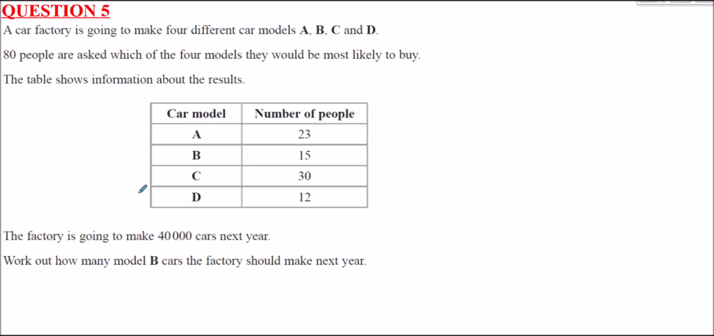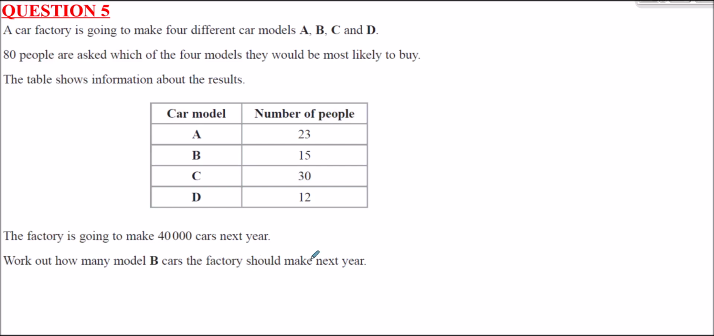Question 5, a car factory is going to make 4 different car models, A, B, C and D. 80 people are asked which of the 4 models they would be most likely to buy. The table shows information about the results, so we've got people that would choose car A, car B, car C and car D, and they total 23, 15, 30 and 12. The factory is going to make 40,000 cars next year, and they want to work out how many Model B cars they should be making for next year.